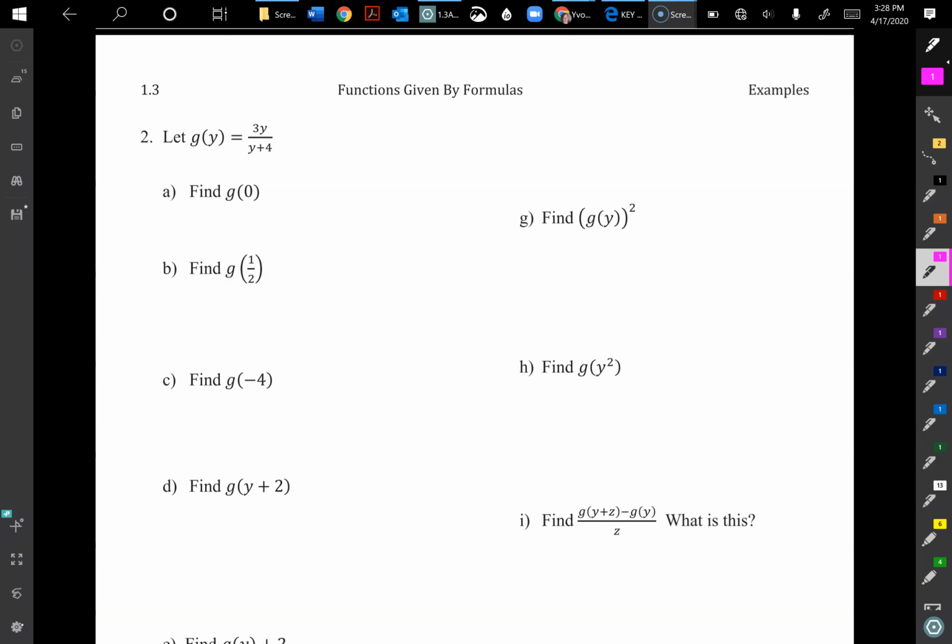Okay, here's part 2 of 1.3a. We have functions given by formulas. So we now have let g of y equals 3y all divided by y plus 4. It's a rational function. So plugging 0 in should be pretty straightforward.